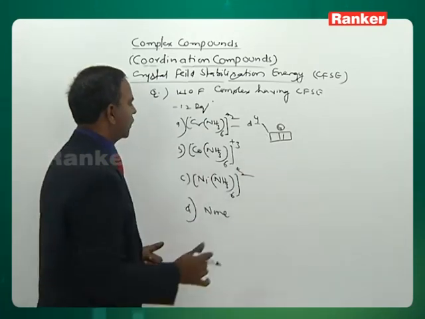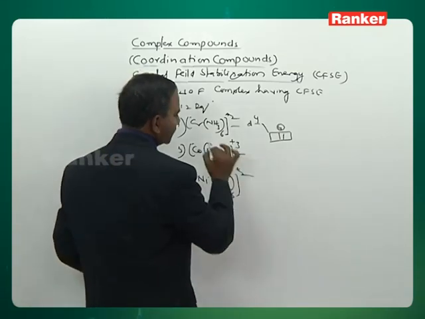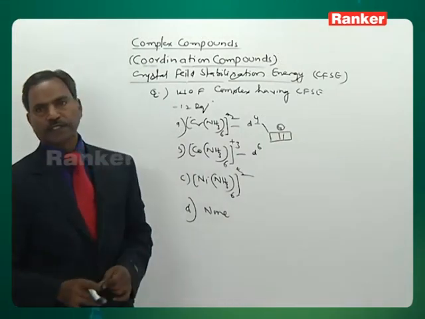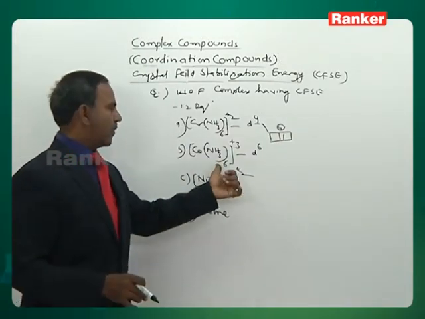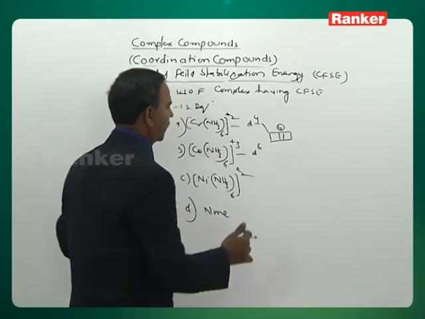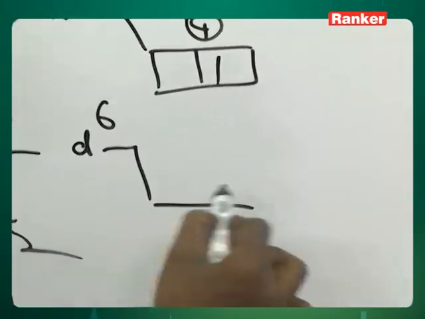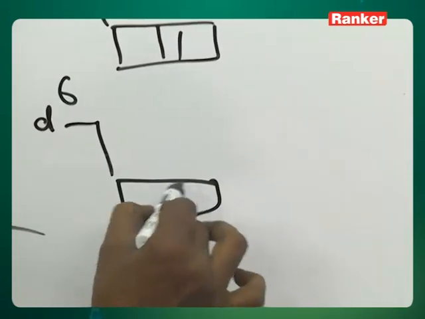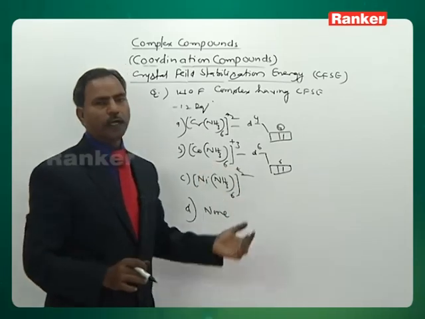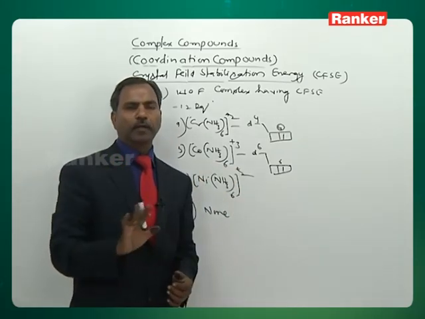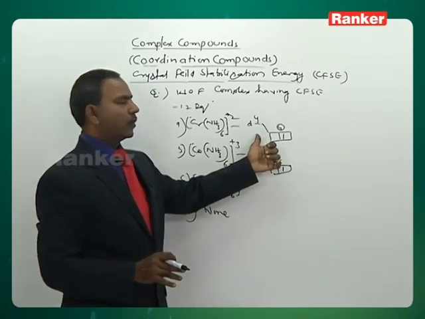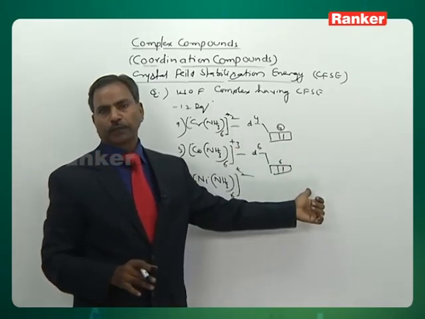Coming to the next one, cobalt plus 3. Cobalt plus 3 means d6. The amine ligand is a strong field ligand, so all the 6 electrons get paired in the lower energy level. This is 6, and 6 into 4 comes to be minus 24. The previous one was minus 16, and this is minus 24, so it is not our answer.